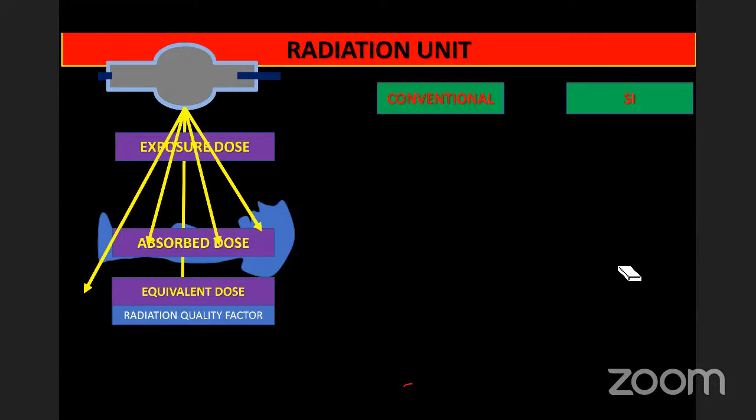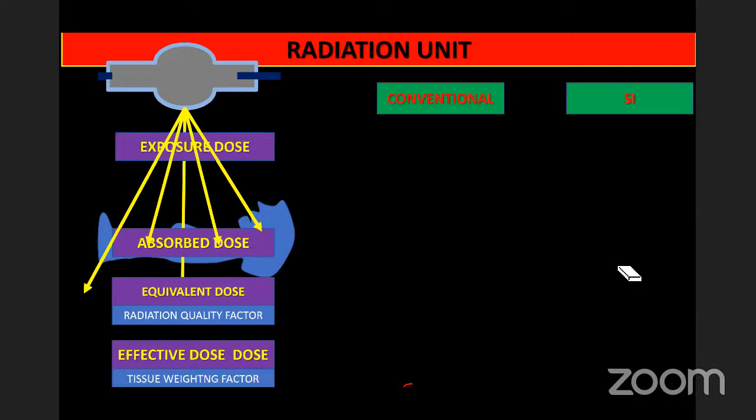Because there is something called an effective dose, which tells us which tissue is getting exposed and how much the effective dose is. It will tell us the effective dose of a particular tissue. It will consider the equivalent dose along with the tissue weighting factor.